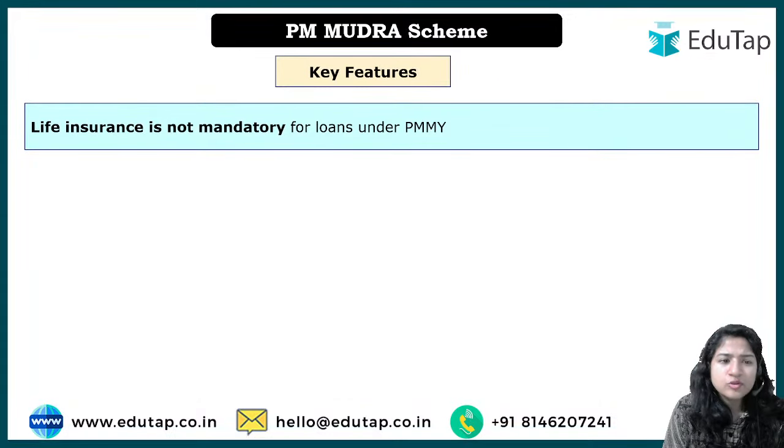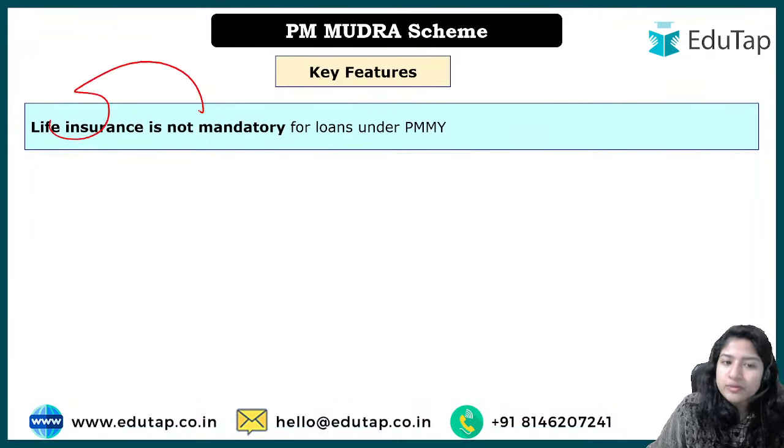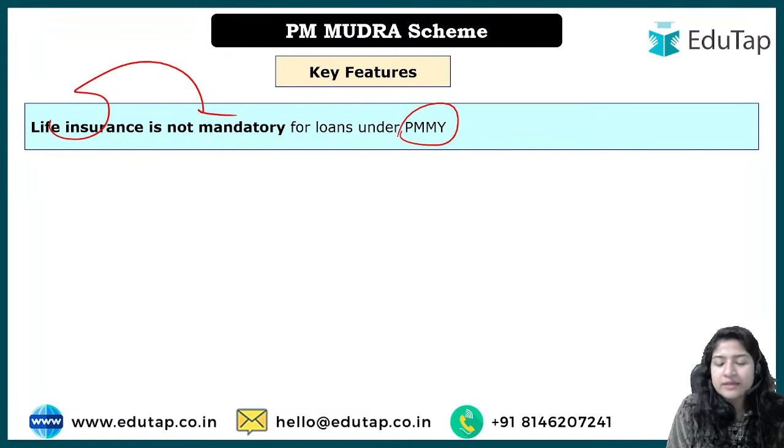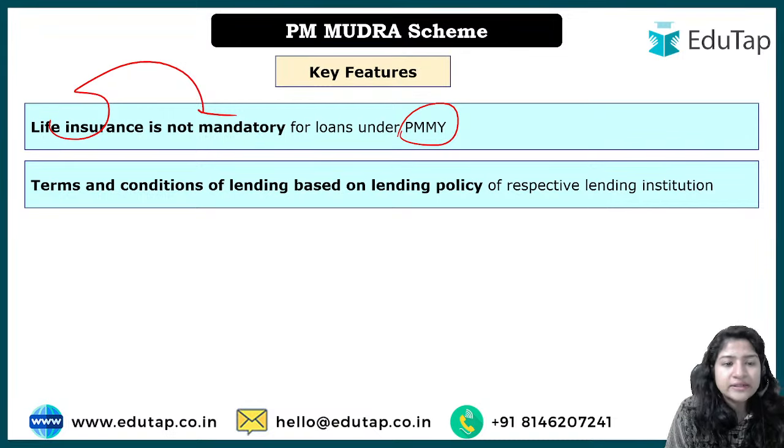Now some थोड़ा से key features बचे हैं. Life insurance is not mandatory. Usually what happens, where the schemes where the loan has been taken, the life insurance becomes mandatory, so that if something happens to the person, money can be adjusted, but in that case it is not mandatory, okay.